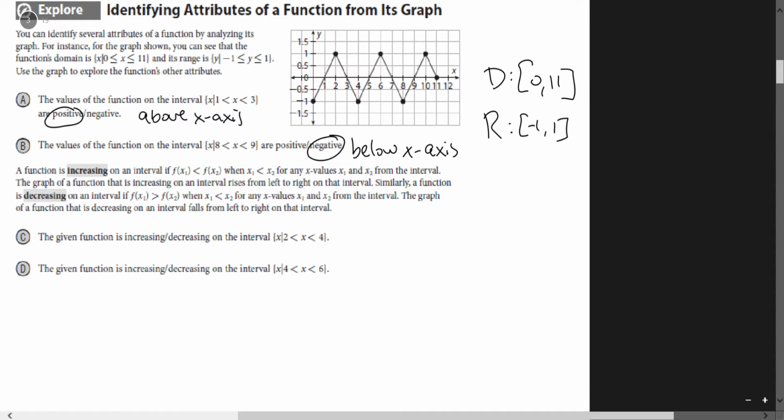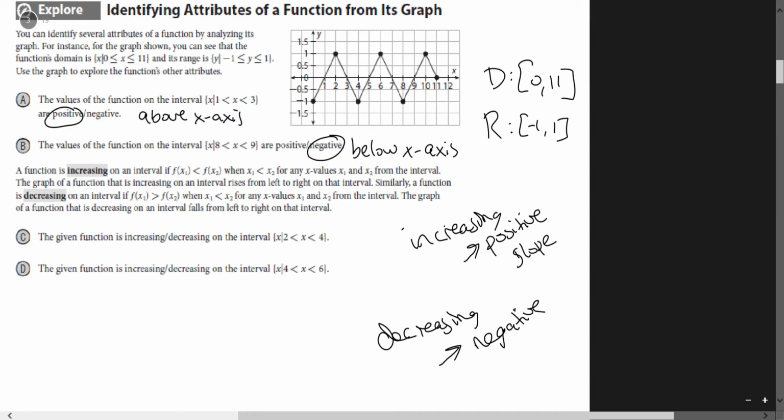Now, we also want to think about increasing and decreasing. Increasing means it has a positive slope. So if the function is increasing on an interval, it has a positive slope, whereas if it's decreasing on an interval, it has a negative slope. If we're looking at the interval of x values between 2 and 4, from here to here, we notice it's going down. It has a downward slope, so that means it's decreasing. Whereas if we look from 4 to 6, that's here. Now we've got an upward slope, so it's increasing, positive slope.